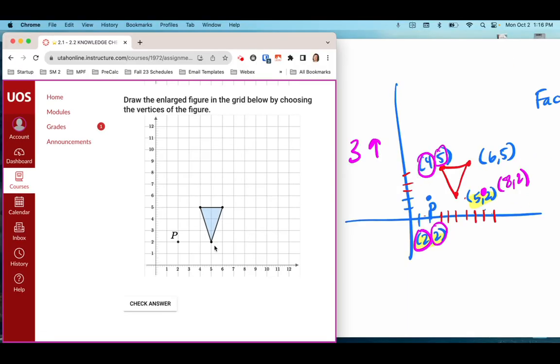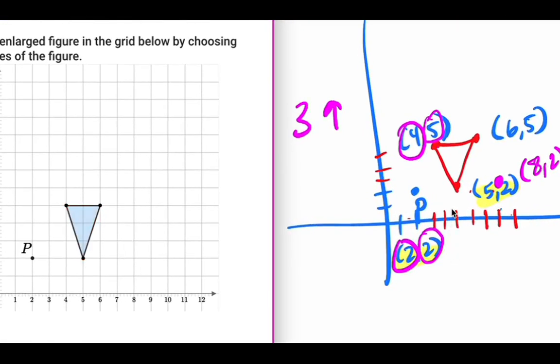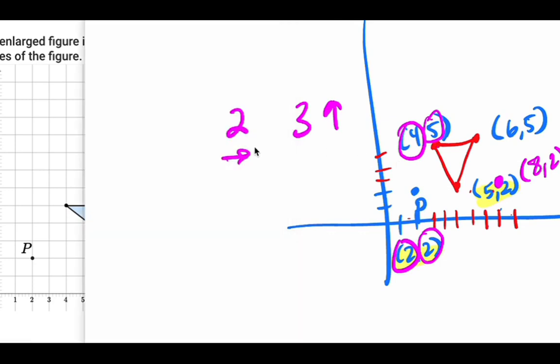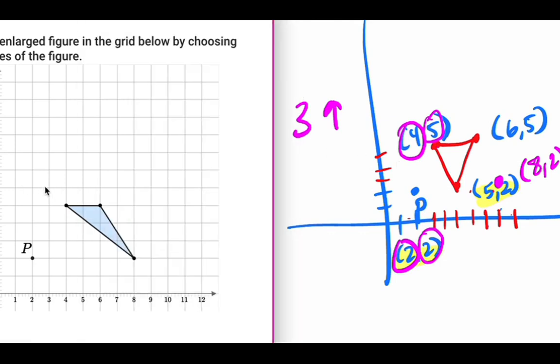Okay, so when we're going to move our points here, we've got this one at 5, 2, and we want it to move to 8, 2. So we're going to move it over to 8, 2. This next one was at 4, 5, but the difference again, remember, we're going to go 2 more to the right and 3 more up. So I'm going to take this point right here. I'm going to go 1, 2, 3 up and 2 more to the right. So that leaves this last point, 6, 5, right here that I've got to take care of.